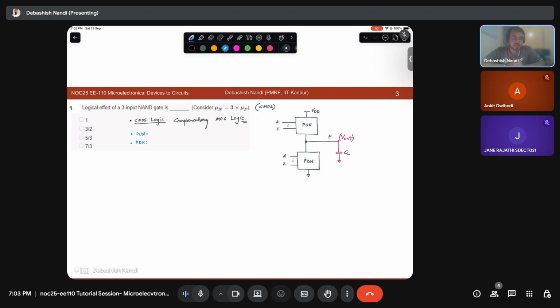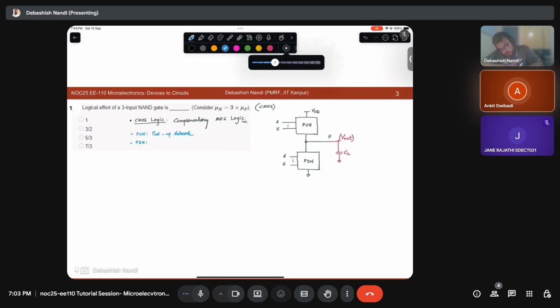I am trying to go through a formal analysis of the CMOS logic, so that if I do it for the general case, it will not only be for NAND gates, you can design any gates for that matter. So what is PUN? Pull-up network.